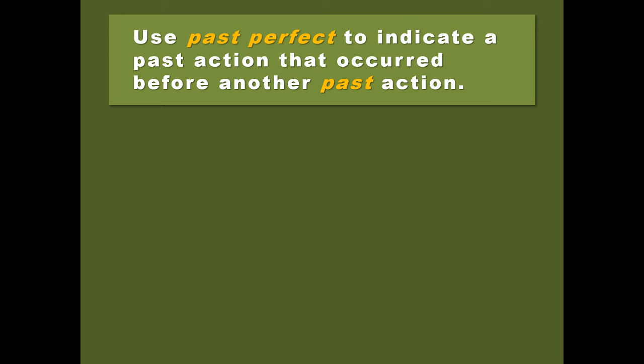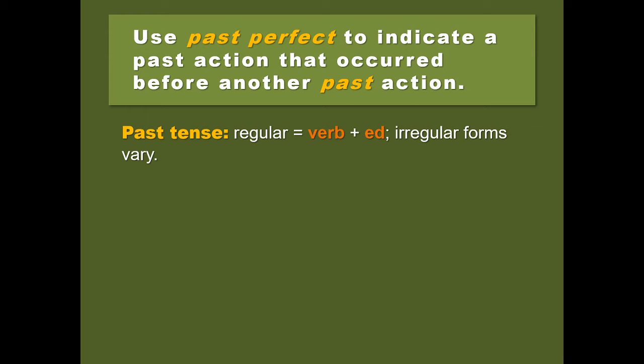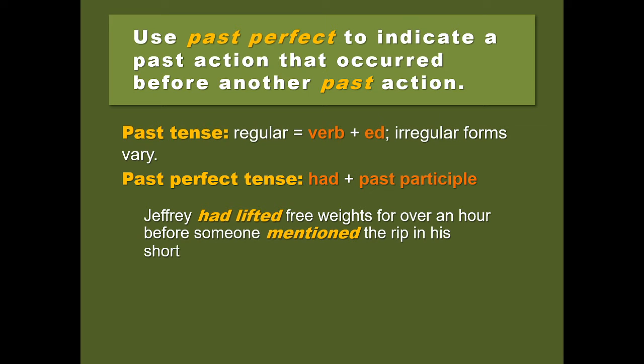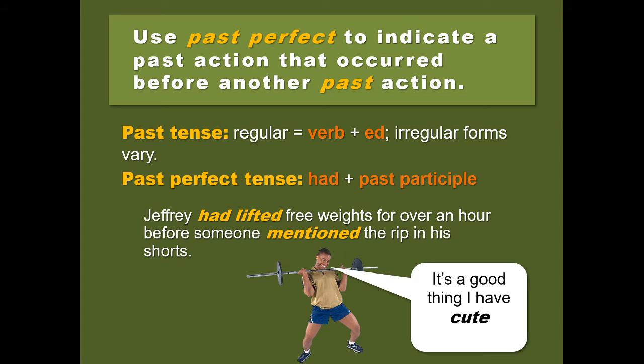Use past perfect to indicate a past action that occurred before another past action. Past tense, regular equals verb plus ed. Irregular forms vary. Past perfect tense: had plus past participle. Jeffrey had lifted free weights for over an hour before someone mentioned the rip in his shorts. It's a good thing I have nice glutes.